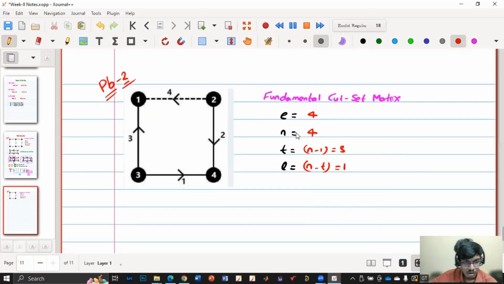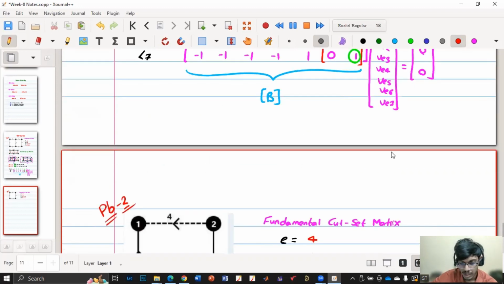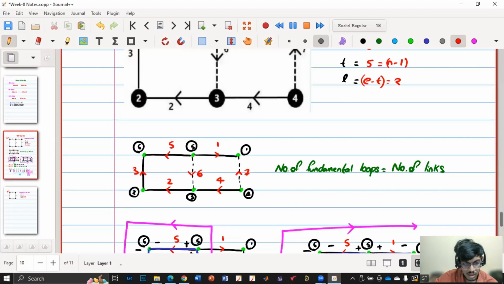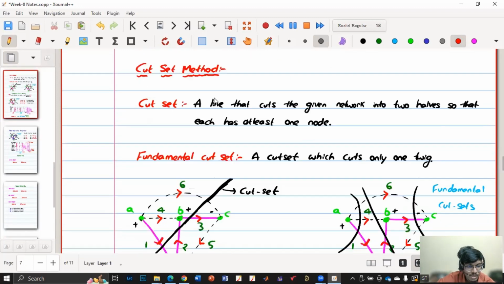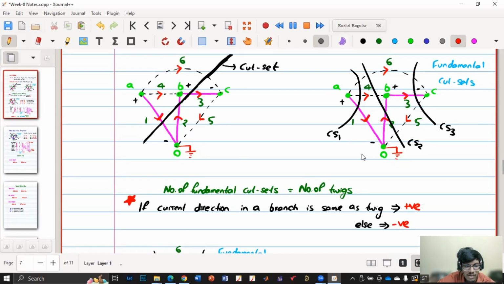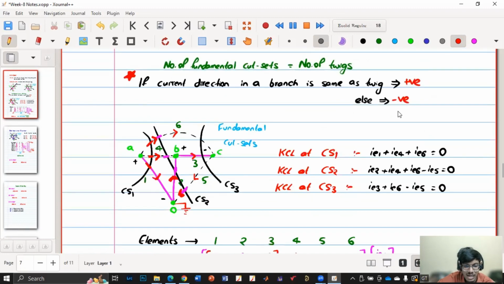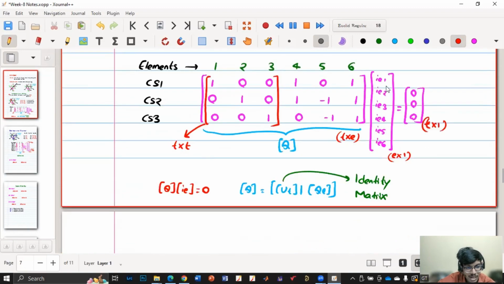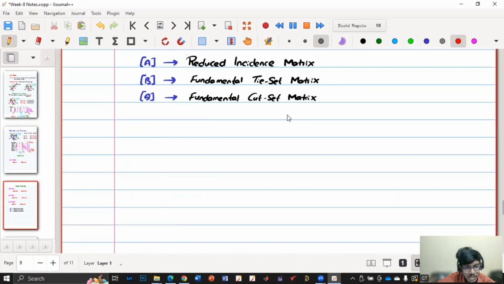And now let us quickly go back to our concept. Just correlate the concept. So in the cut set method, we have to find fundamental cut set, and we will consider individual cut set, and we'll apply KCL at each cut set so that the current direction, the convention, is in that way so that the twig current is positive. So if it is leaving, then leaving is positive. If it is entering, entering is positive. Then we'll apply KCL and then we get the Q matrix. The same thing we'll do here.